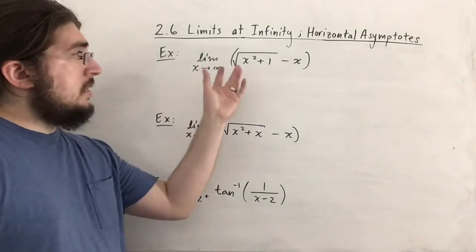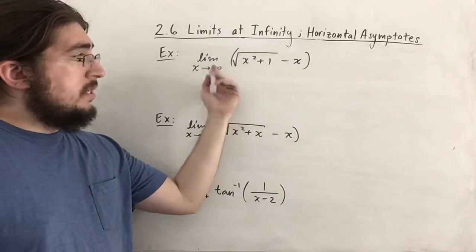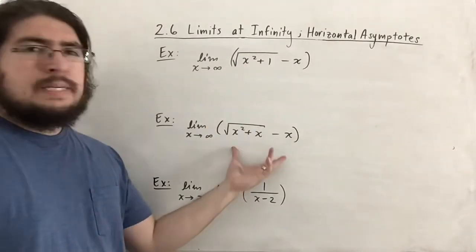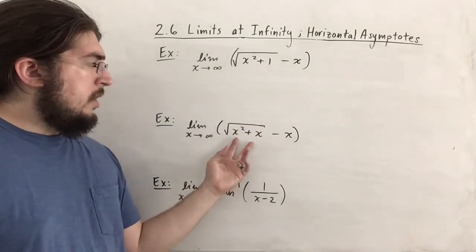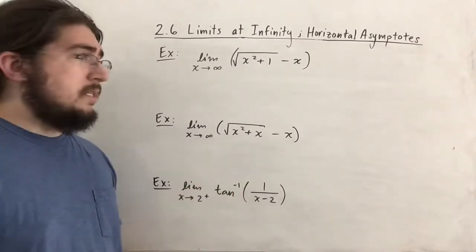So at first glance, if you consider domination, you would ignore the 1, radical x squared is just x, and x minus x is 0. So intuitively, this would be 0. Similarly here, if you ignore all lower powers of x for this radical part, you get just radical x squared, and that's just x, and x minus x is 0.